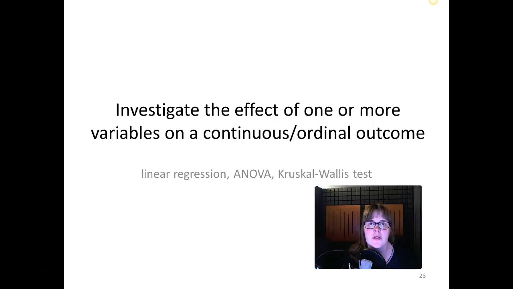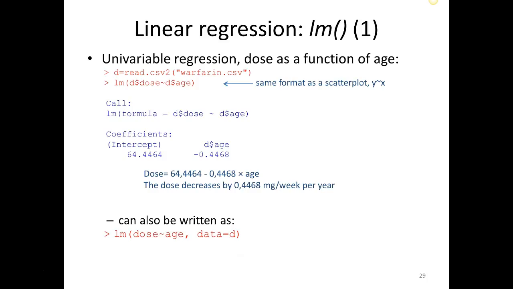If we want to study the effect of one or more variables on a continuous or ordinal outcome, we could use linear regression, ANOVA, or Kruskal Wallis test. The name of the function for linear regression is lm, linear model. If you want to do a univariable regression and look at the dose as a function of the age, you do like this. Firstly, we read in the warfarin dataset, and then we just write lm.